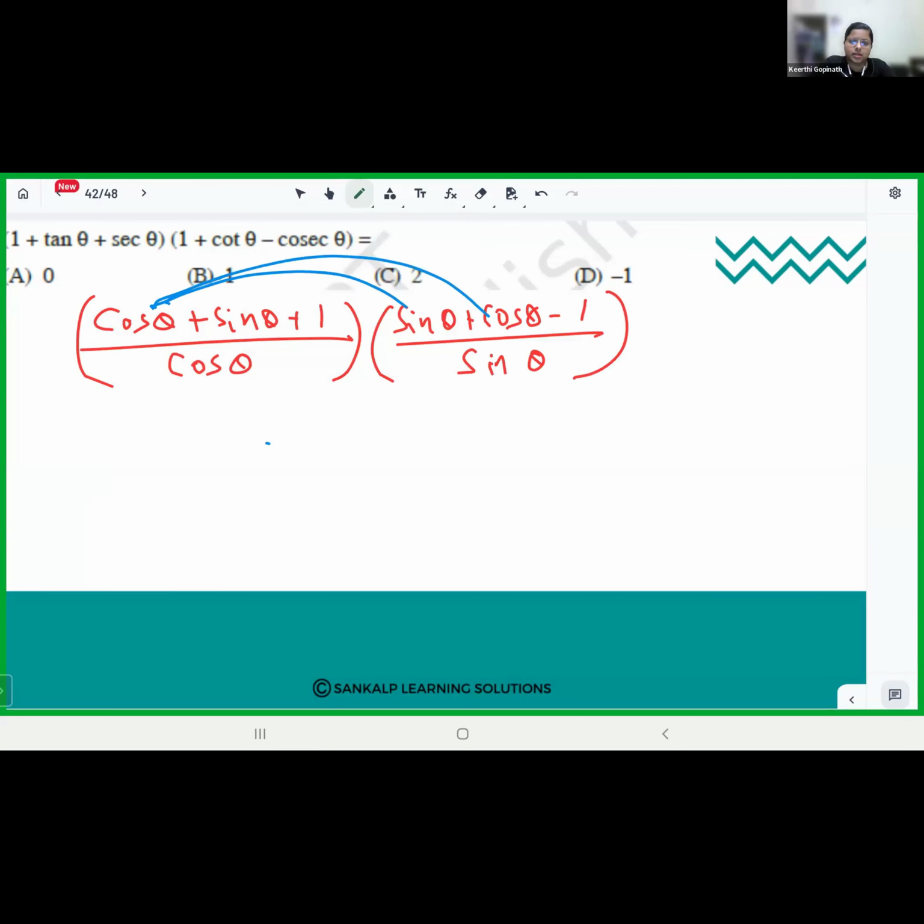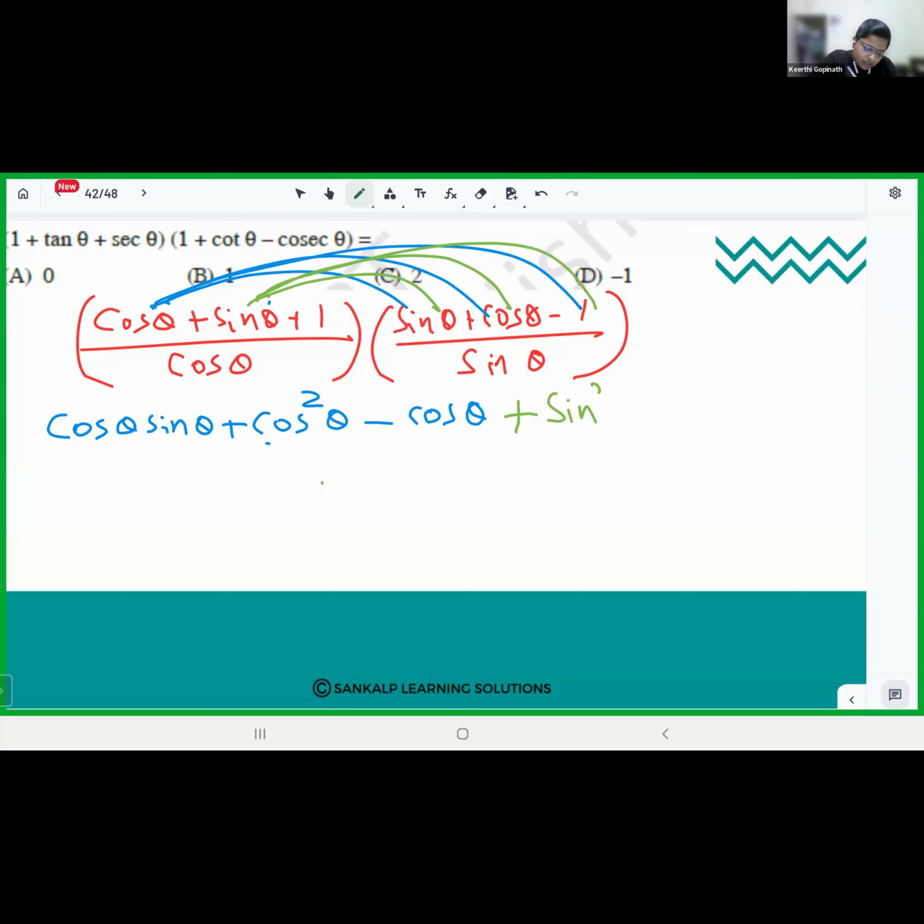Cos theta with sin theta, then cos theta, then minus 1. By doing that, we get cos theta sin theta plus cos theta into cos theta, which is cos square theta, minus cos theta into 1, which is minus cos theta. Now consider the second term, sin theta. Take sin theta and multiply it with each term. You will get plus sin square theta plus sin theta cos theta, and sin theta into minus 1 becomes minus sin theta.